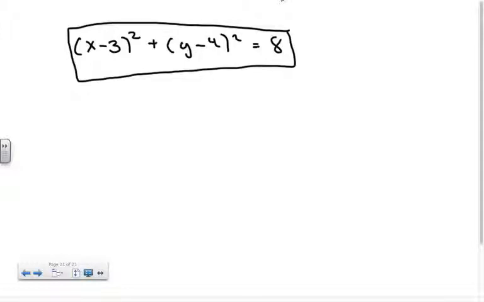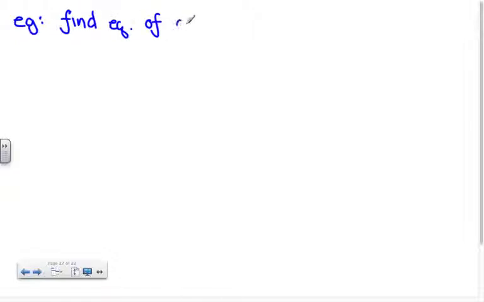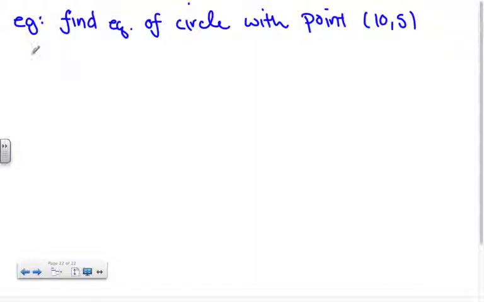So, as a circle, let's do one more. Find the equation of the circle with point 10, 5 and center -1, -2.